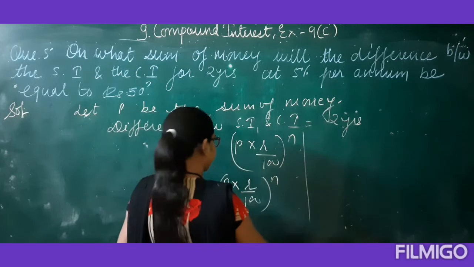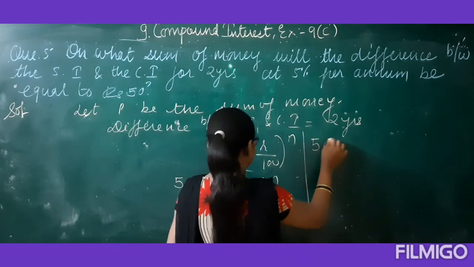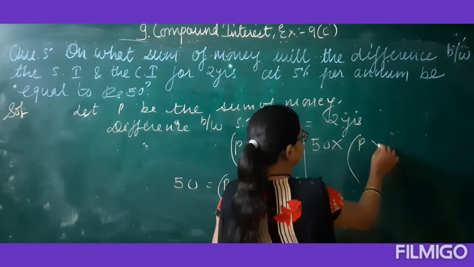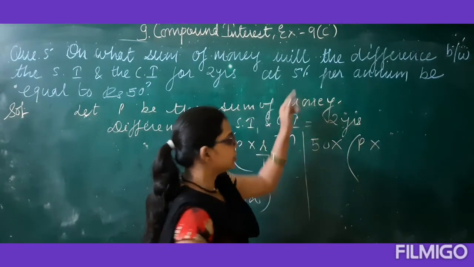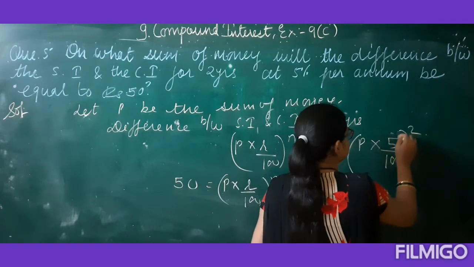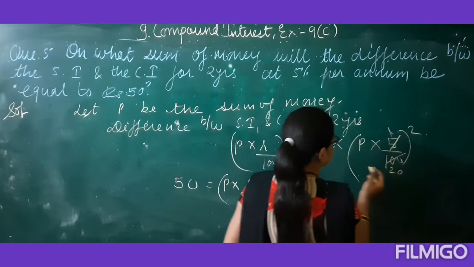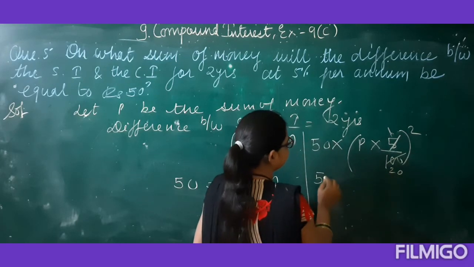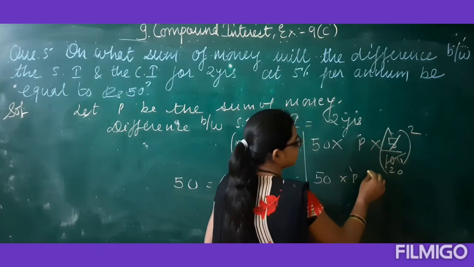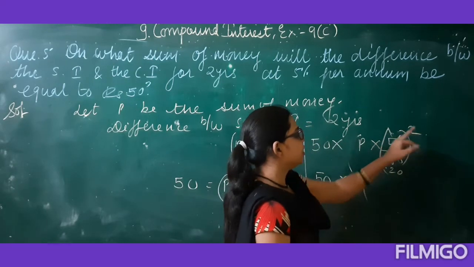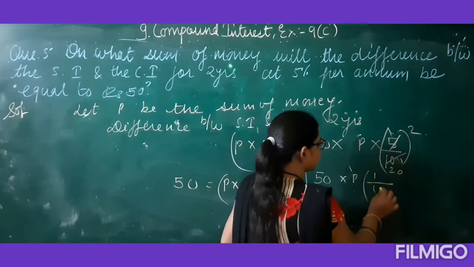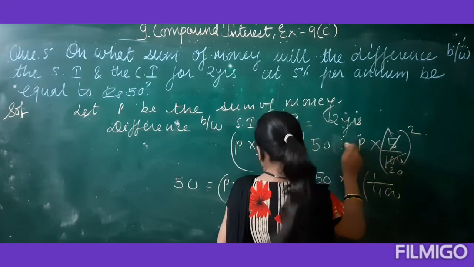So from here you will get 50 equal to P, which you have to find out. Now the rate is given to you as 5%. 5 upon 100 to the power 2. This is 5 ones are 5, 5 twos are 10. So this will be 50 equal to P into, if you multiply 1 into 1, this will be 1, and 20 into 20 will be how much? 400.